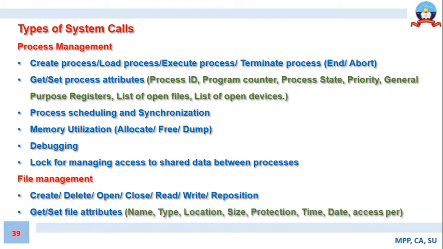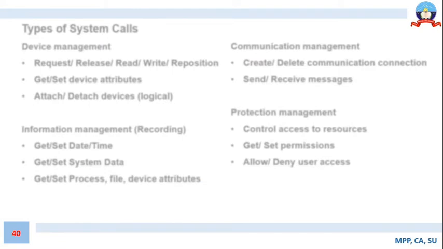Now the next types of system call that may be associated with file management are get and set file attributes. For example, name of the file, type of the file, location, size, protection, time, date, access, permission, and so forth. So we have system calls that are capable of fetching the file attributes as well as setting the file attributes.